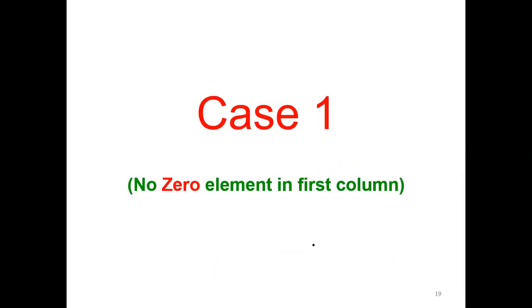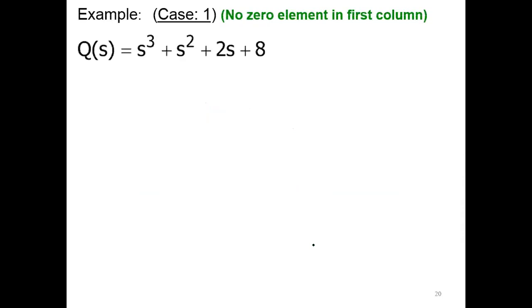So now we will discuss three cases. Two cases will be discussed in this video, and one case will be discussed in the next video. Case 1 is when there is no zero element in the first column of the Routh table. These three cases are used for the interpretation of the Routh table.